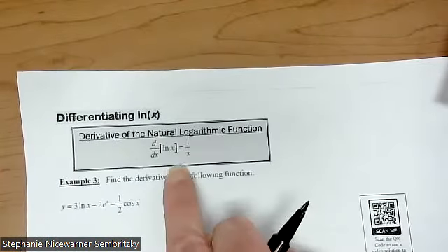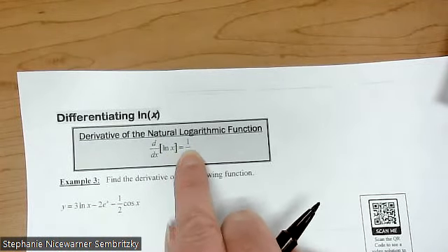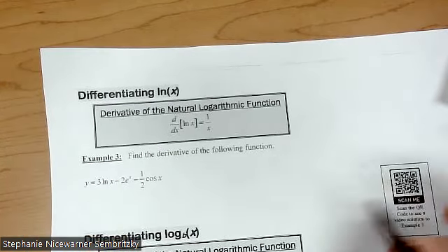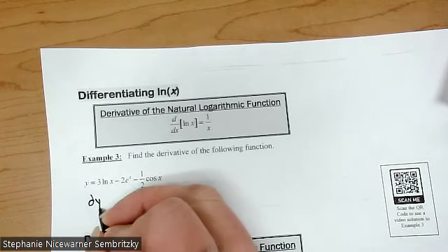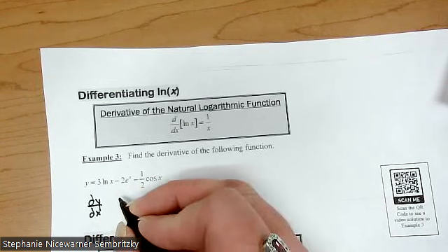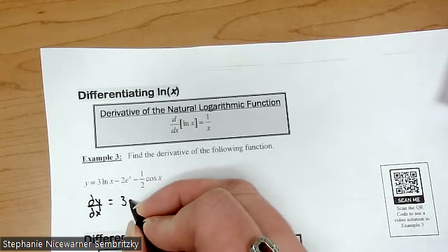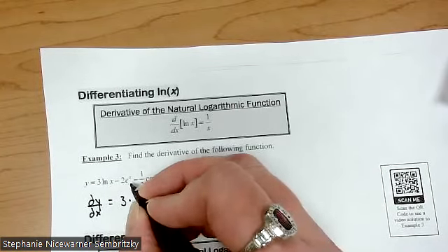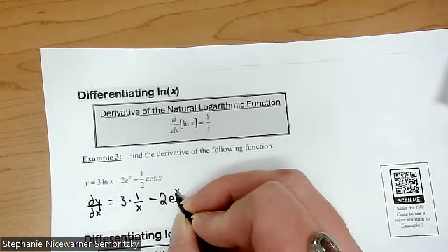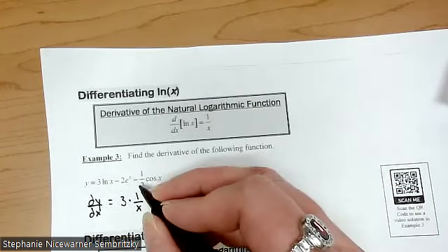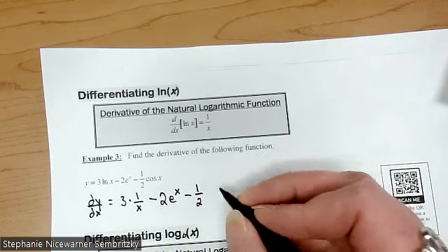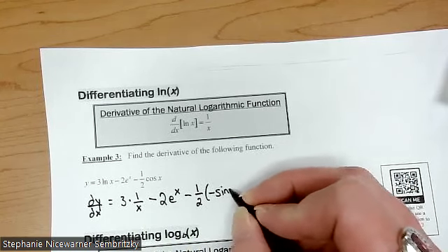All right, now let's look at natural log. So the derivative of ln x is 1 over x. So I've got 3 ln x. So that's going to be the derivative of y with respect to x is going to be 3 times ln x becomes 1 over x. Then I've got negative 2 e to the x. Well, that's just negative 2 e to the x. And then negative 1/2 cosine x. So negative 1/2, the derivative of cosine is negative sine.